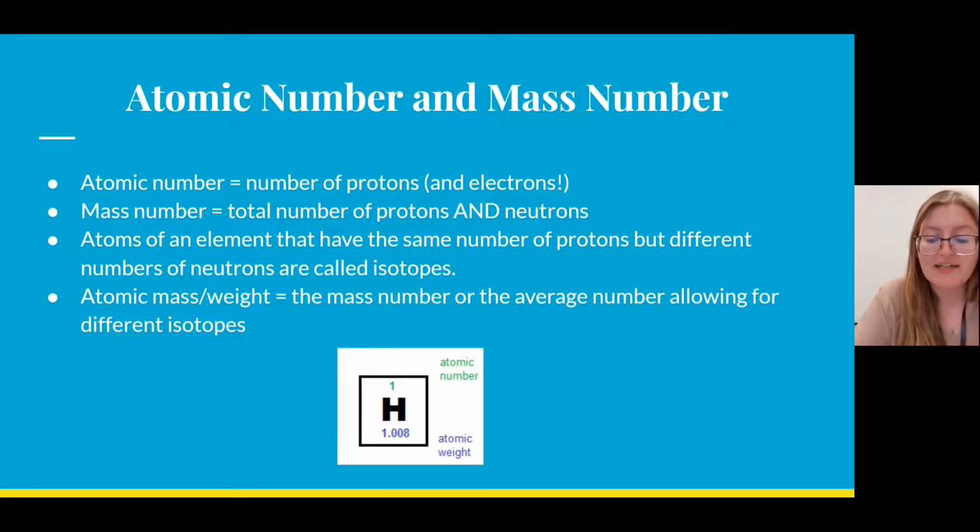The mass number of an atom is the total number of protons and neutrons together. Atoms of an element that have the same number of protons but different numbers of neutrons are called isotopes. Atomic mass or weight of an element is equivalent to the mass number or to the average number, allowing for the relative abundance of different isotopes.